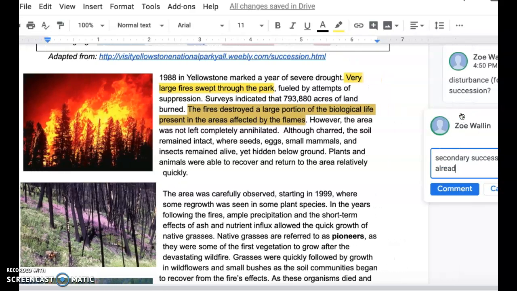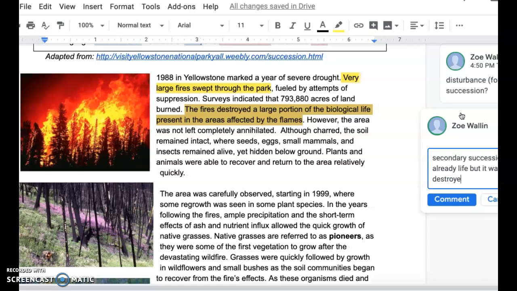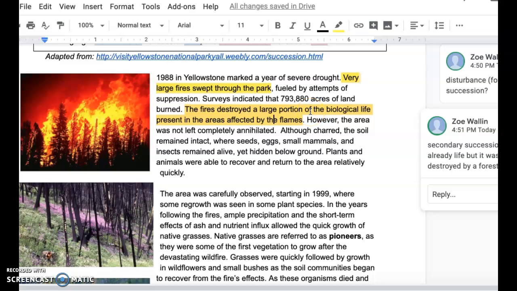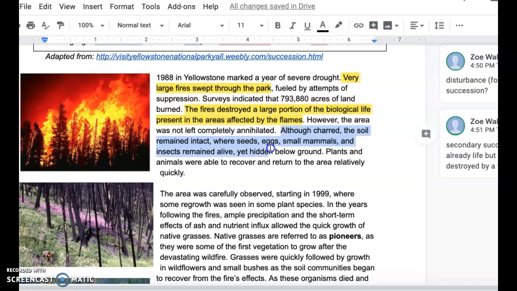There was already life, but it was completely destroyed by a forest fire. Because I know that primary succession has to start where there's barren rock completely, and there's never been any life already established. But I know that's not the case with Yellowstone, because it says that the fire destroyed biological life that was already present. However, the area was not left completely annihilated. Although charred, like flamed, the soil remained intact, where weeds, eggs, small mammals, and insects remained alive, yet hidden below ground.